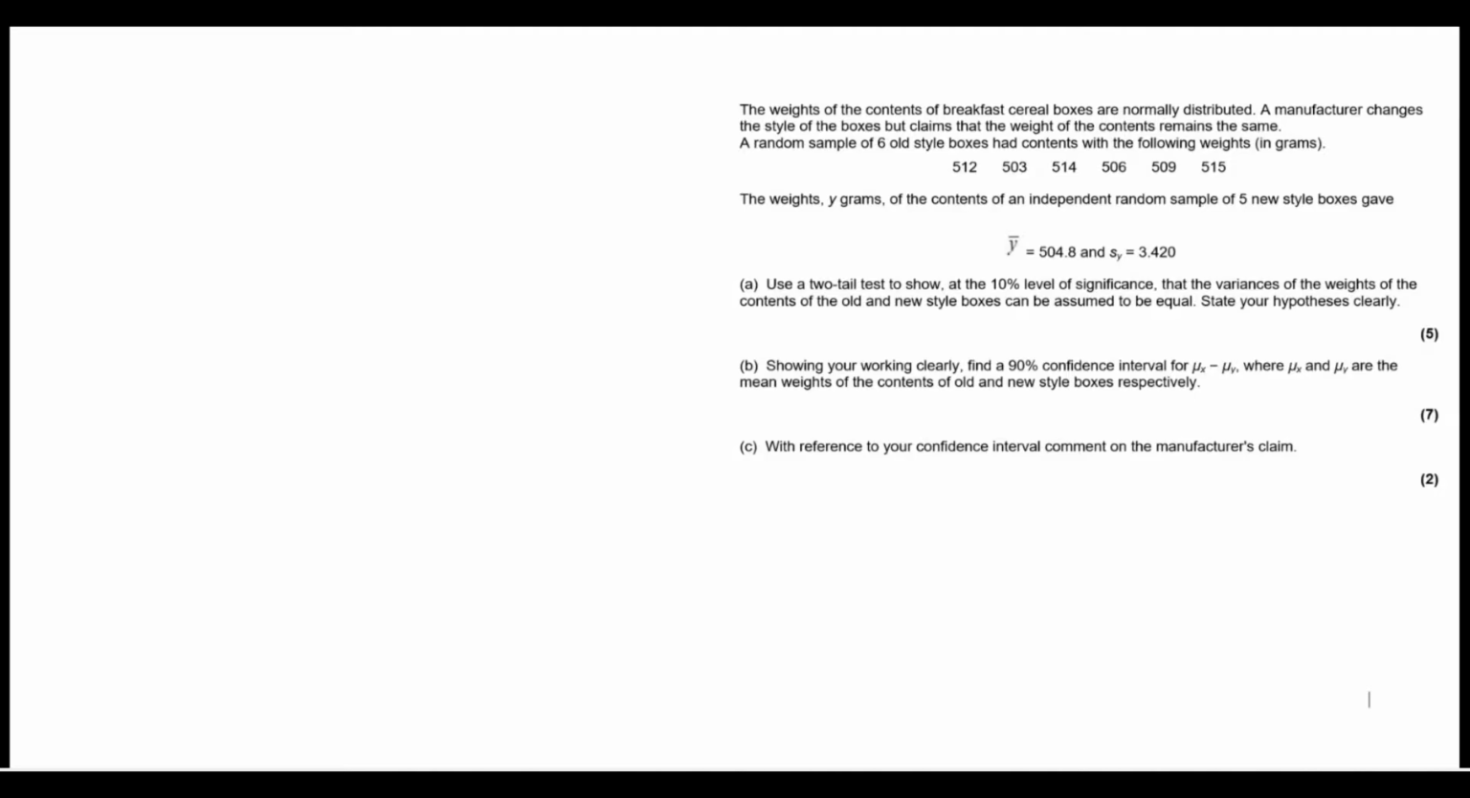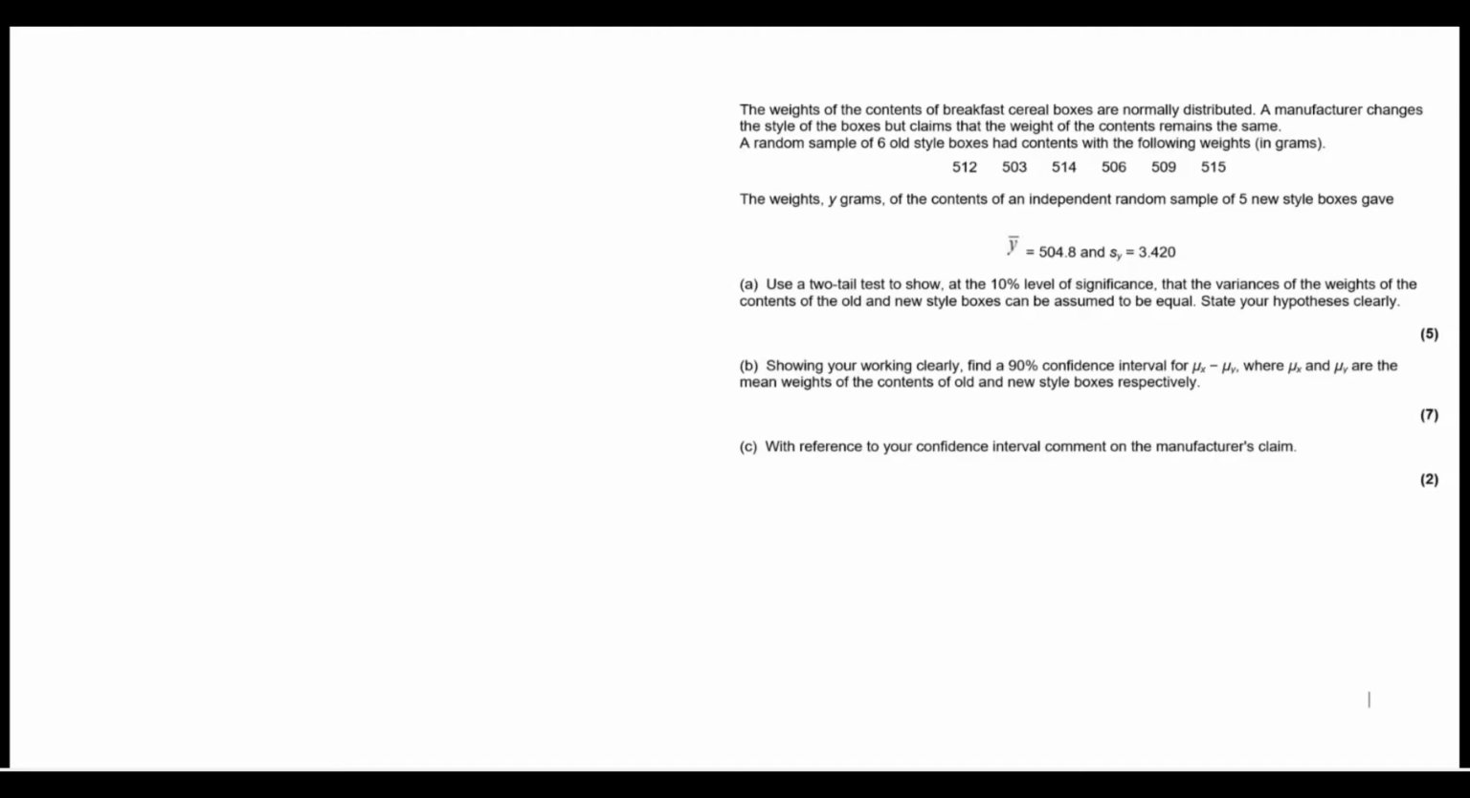We're then told that the weight Y grams of the contents of an independent random sample of 5 new style boxes gave these summary statistics. We've got Y bar and we've got the sample standard deviation S. The first thing we're asked to do is to use a two-tailed test to show that at the 10% level of significance that the variances of the weights of the contents of the old and the new style boxes can be assumed to be equal.